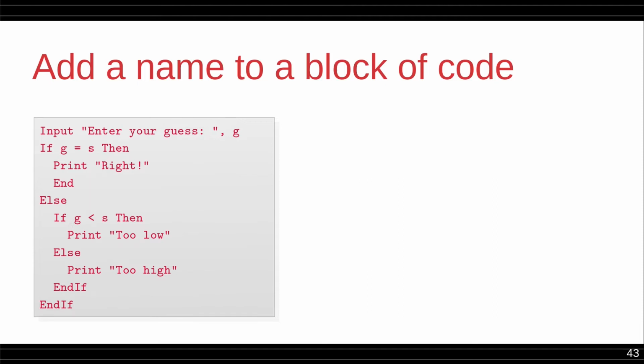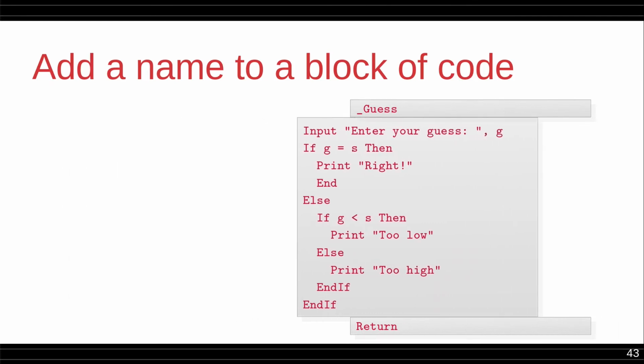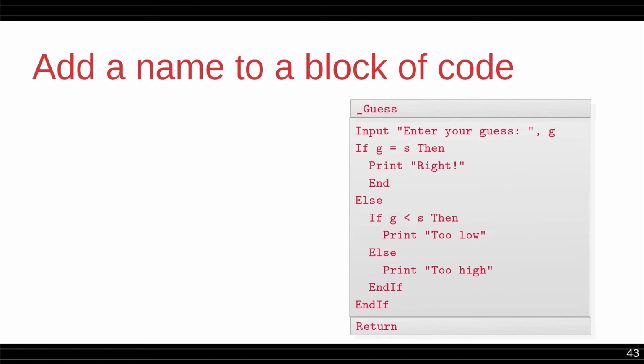In uBasic you can identify any piece of code by giving it a name, a unique identifier. We call that a label. A label consists of an underscore and a sequence of upper and lowercase characters. Let's call this one guess. At the end, you place a return statement. And then you simply sandwich the code between them. That's all there is to it. That's what we call a procedure.